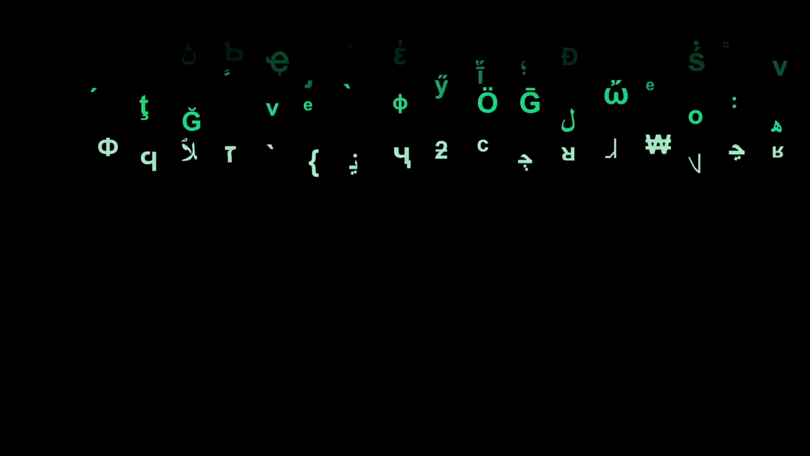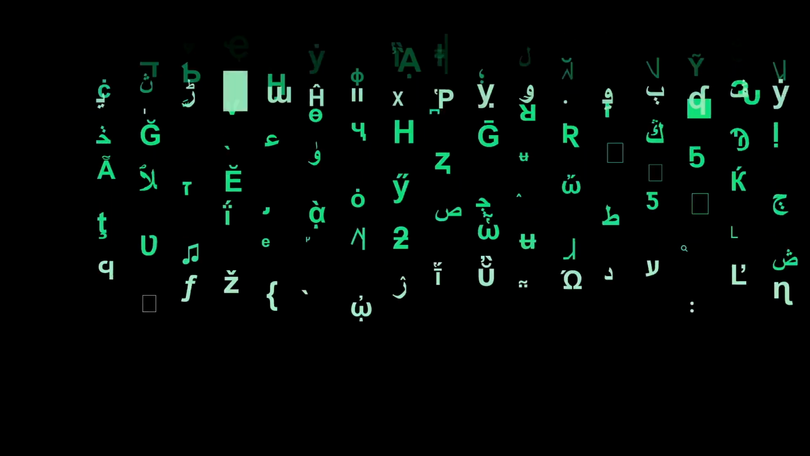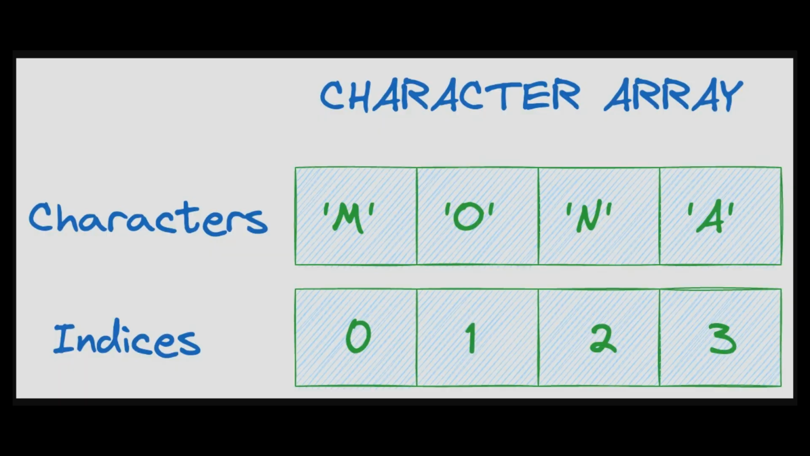We're taking a close look at strings in computer programming. Let's dive right in. We often think of words as a sequence of characters. For example, the word Mona can be represented in a character array as M-O-N-A as array elements. Each character has its own place, its own index in the array.